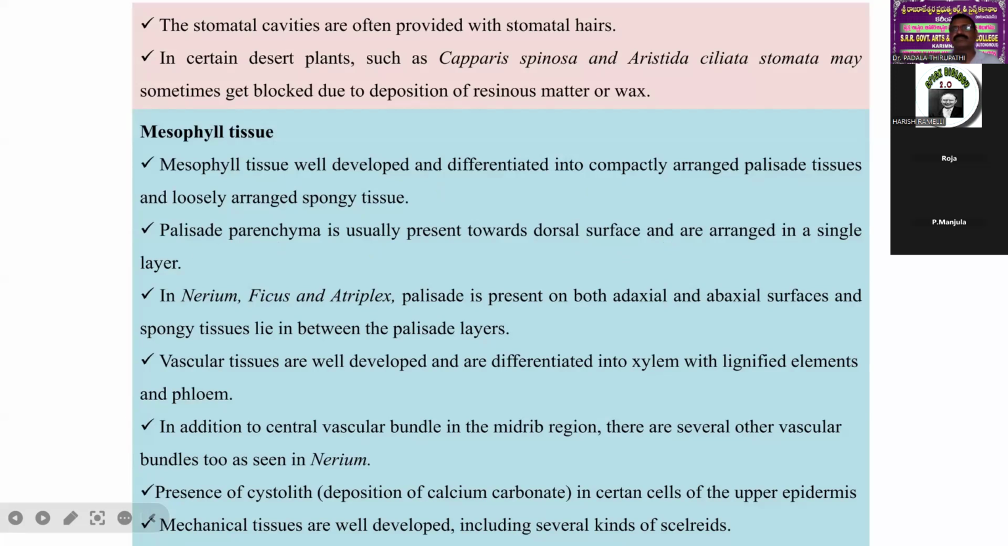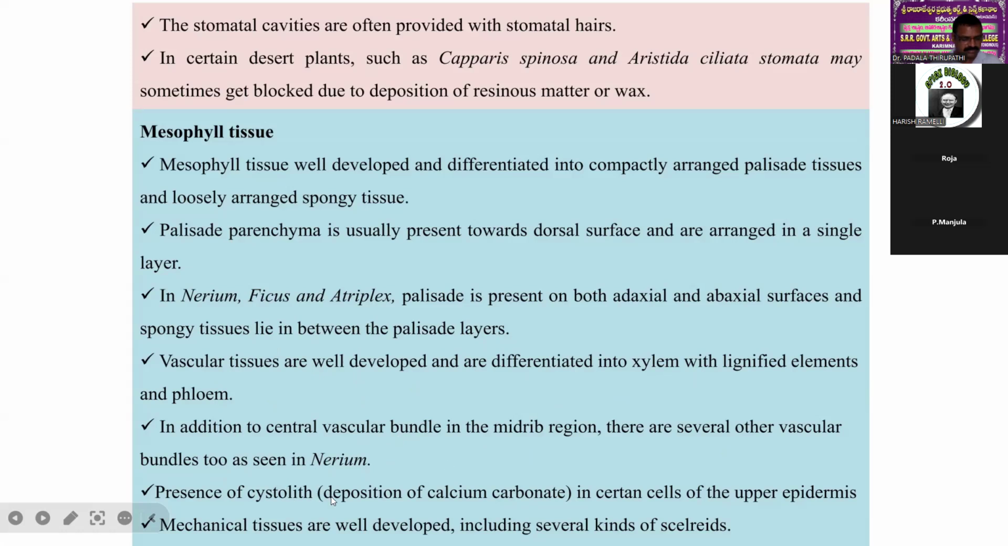In Nerium, Ficus and Atriplex, palisade is present on both the adaxial and abaxial sides, that is the upper and lower surfaces, and spongy tissue lies in between the palisade layers. Here the vascular tissues are also well developed and differentiated into xylem with lignified elements and phloem. In addition to the central vascular bundle in the midrib region, several other vascular bundles can be seen in Nerium.